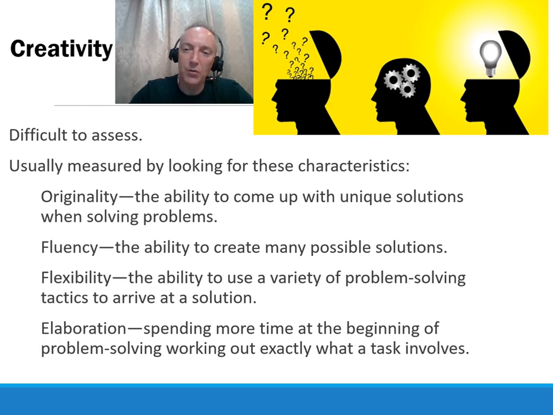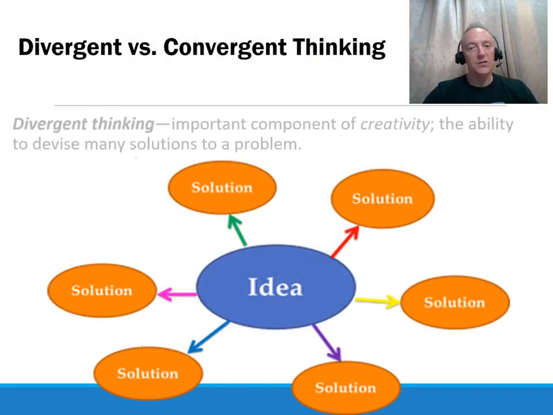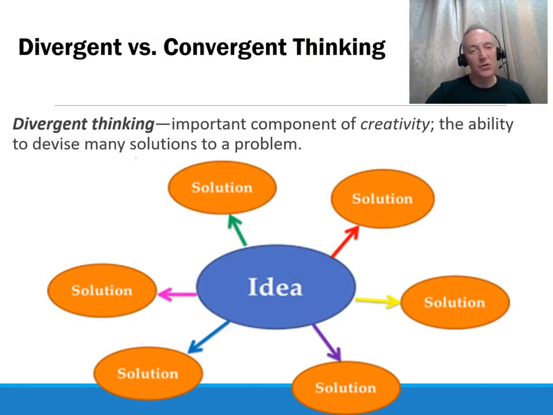And then they tend to show elaboration. When we talk about the problem-solving process and understanding the problem as the first step, creative people tend to spend more time there. So in that paperclip test, the most creative might not have been the person who started writing immediately, because creative people need to be sure they really understand what they're supposed to be doing and understand what the problem is.